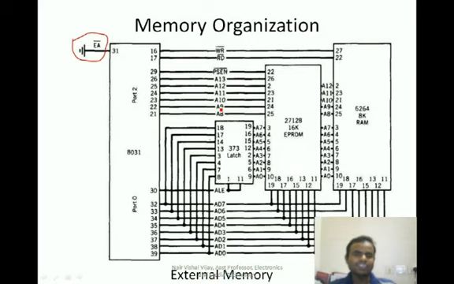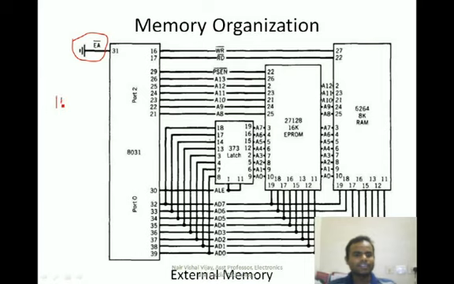Now these address and data lines are used to access your RAM and ROM. And as you would know, the number of address lines directly dictates how many memory locations your 8051, or any microcontroller processor, can access. 8051 has 16 address lines.